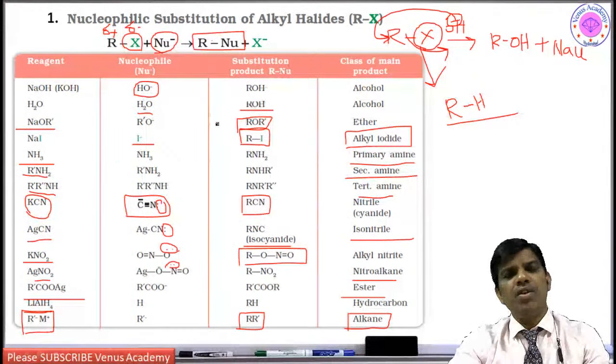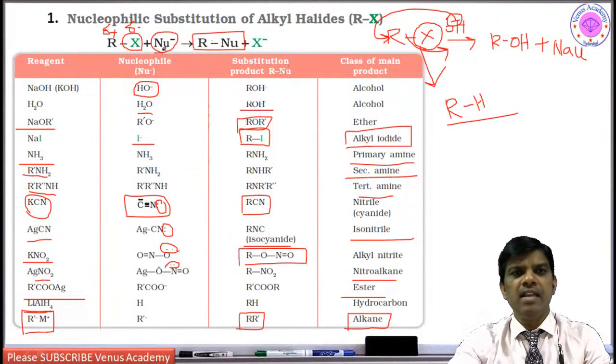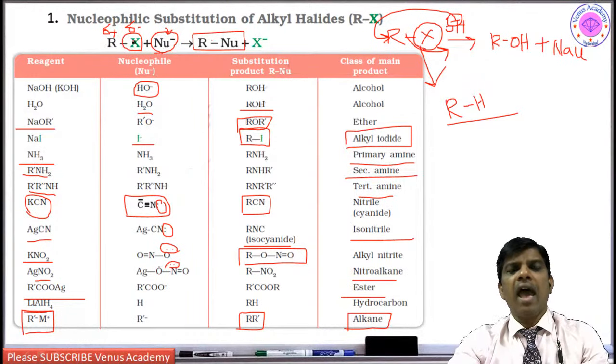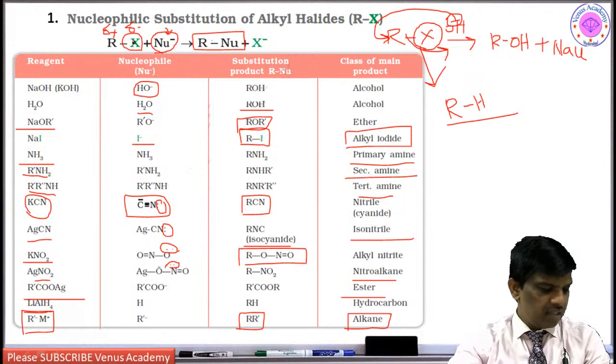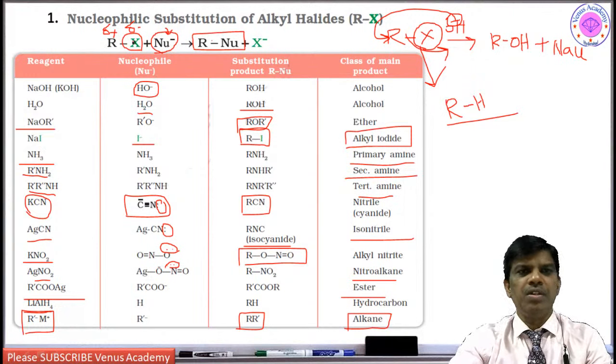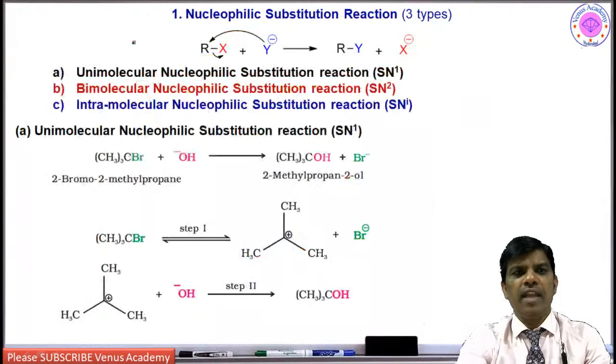So these are all nucleophilic substitution reactions. The name itself says that the substituting group, or the reagent that is coming inside, is a nucleophile and it is going to substitute the present halogen. Yes, students, this is how a nucleophile substitutes the halogen.